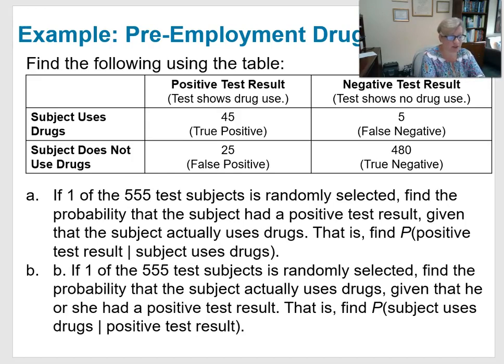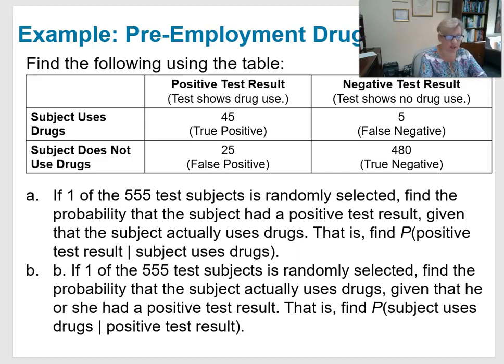And then the subjects who didn't use drugs and tested negative was 480. So those are your true negatives. All right, so we are going to walk through this problem. Okay, so part A, they want us to find, if one of the 555, so they added up all these, it adds up to 555, by the way.